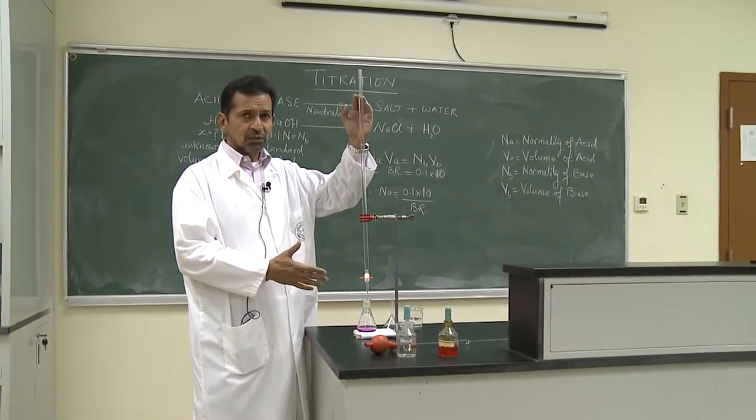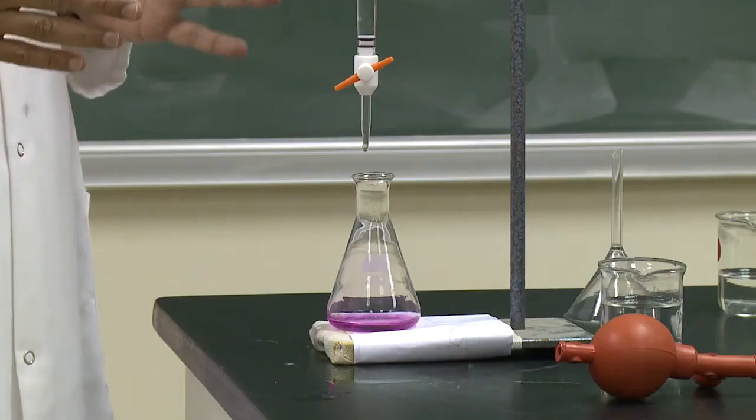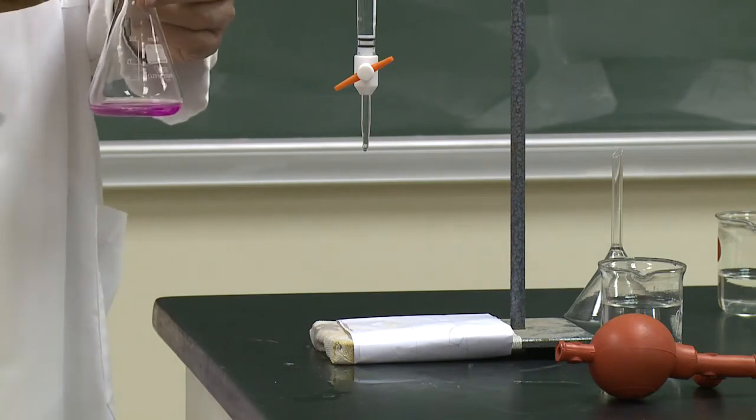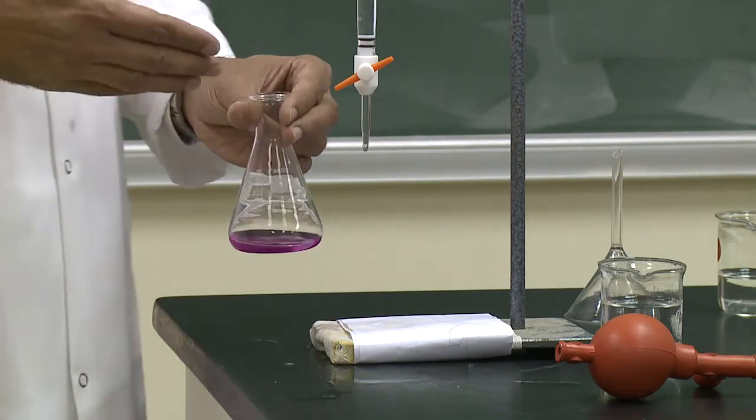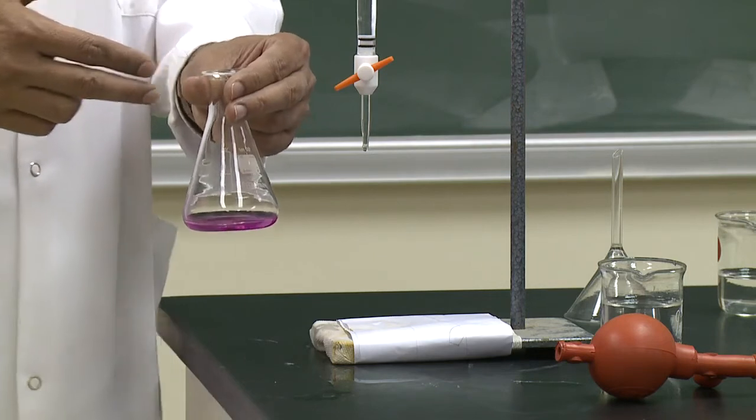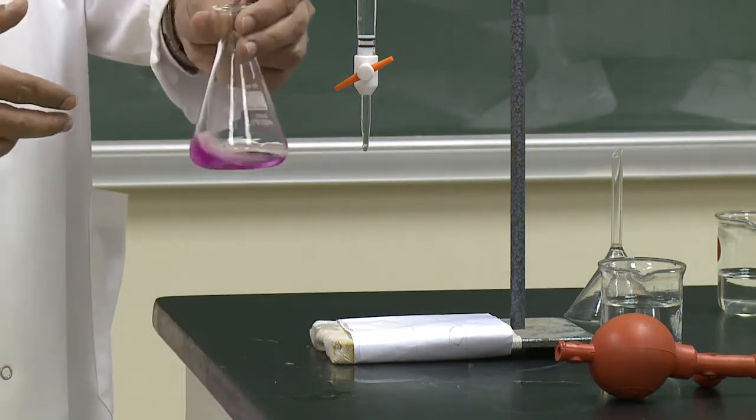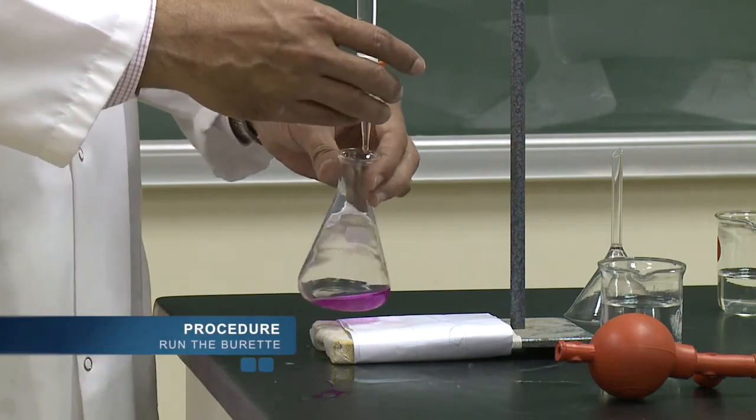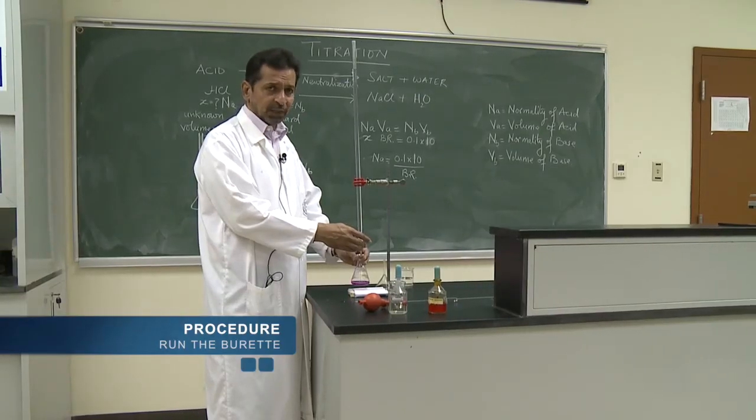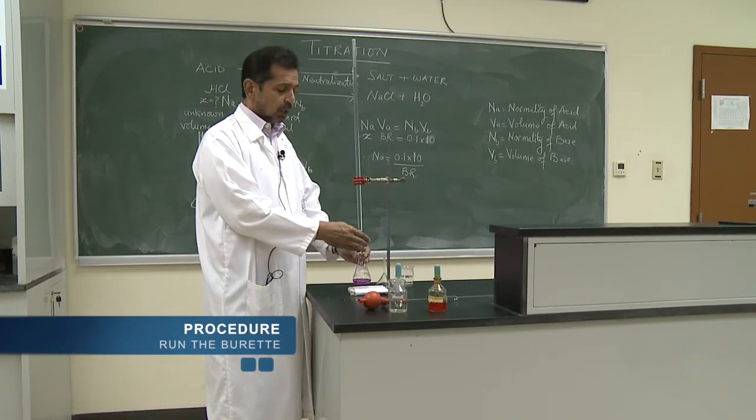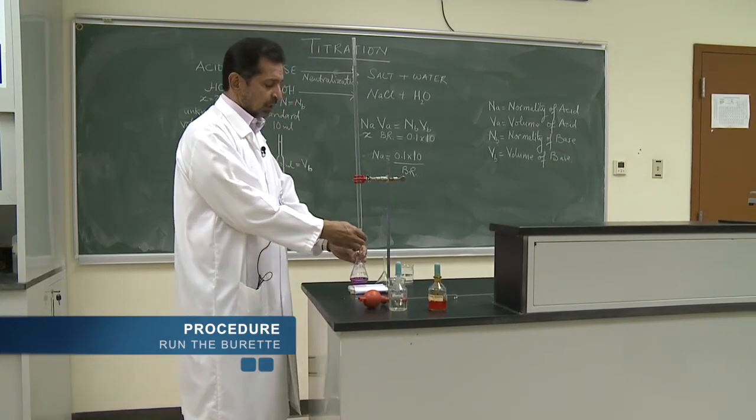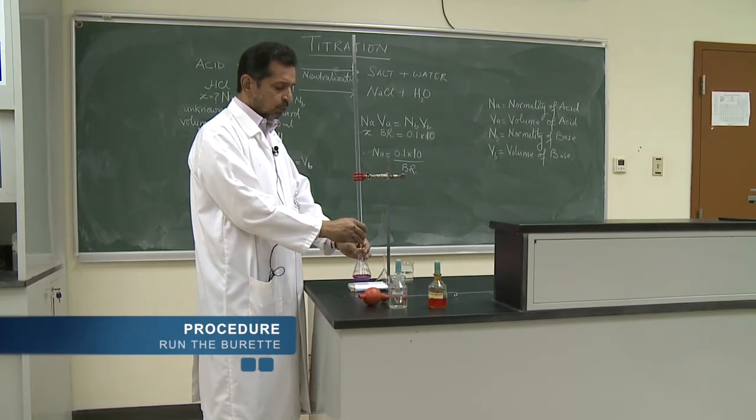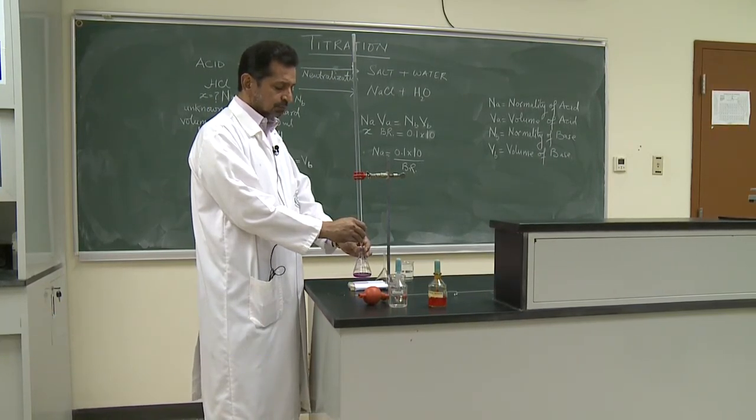The first reading is 0, initial reading is 0. To run the experiment, what we have to do, just take the flask in the left hand with 2 fingers and 1 thumb, so you can shake the flask easily, and with the right hand control the knob to run the burette, because when the neutralization is complete, the color will disappear. So we start the experiment by opening the knob slowly to run the burette in the conical flask.